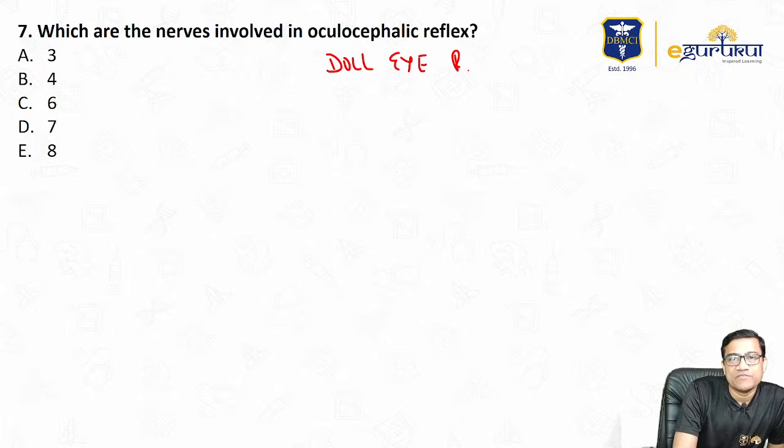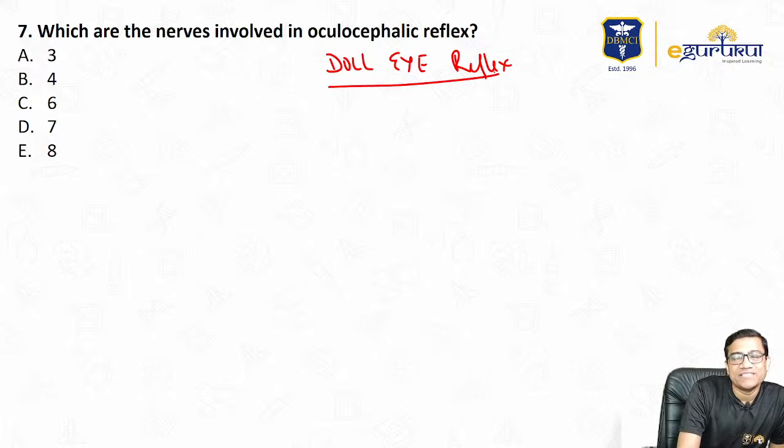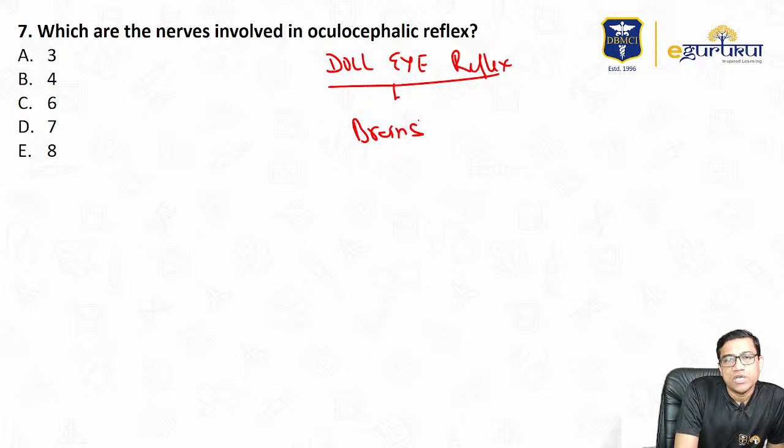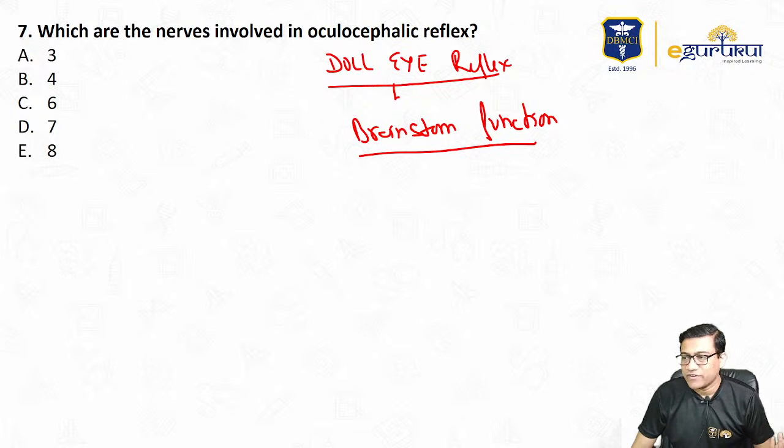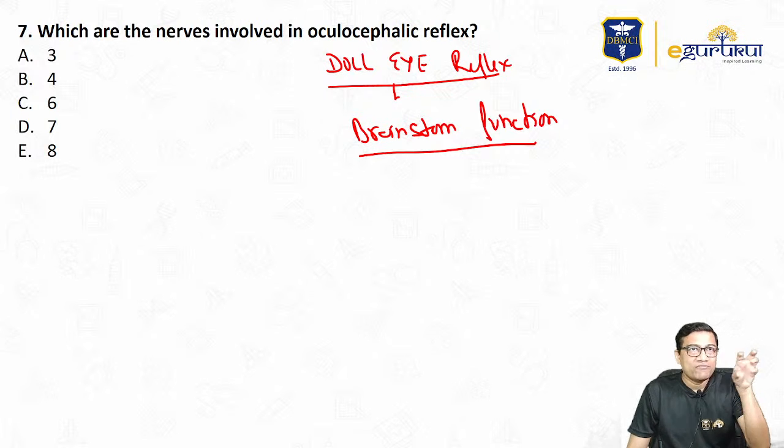And what is the purpose of this reflex? It is used basically as a brainstem function. So in a comatose patient, it's a brainstem function, because all these nuclei are present in the brainstem. In a normal person, when you turn the head, what happens? The eye follows the head movement.